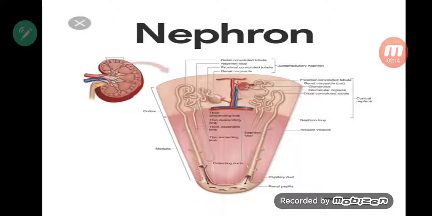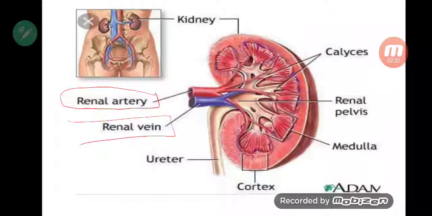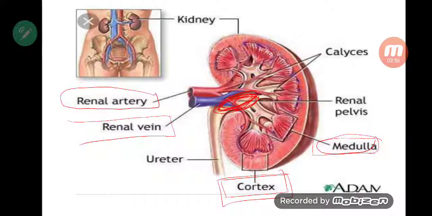The functional unit of the kidney is the nephron. This picture shows the blood supply of the kidney, which is the renal artery and renal vein, and the structure inside the kidney. We have the renal pelvis, which is the space that collects the urine, and we have the medulla, the inner part of the kidney, and the cortex, which is the outer surface of the kidney.